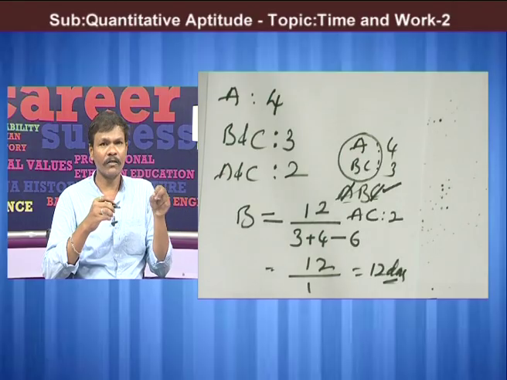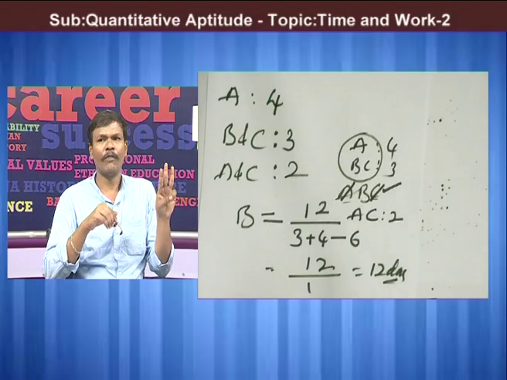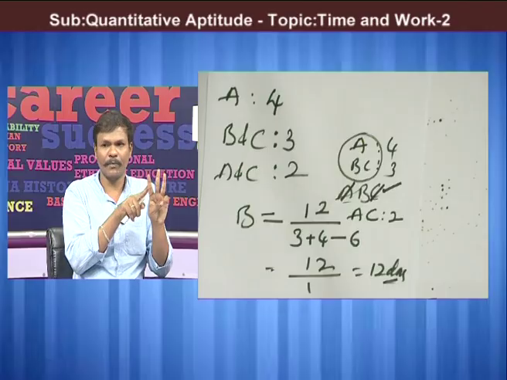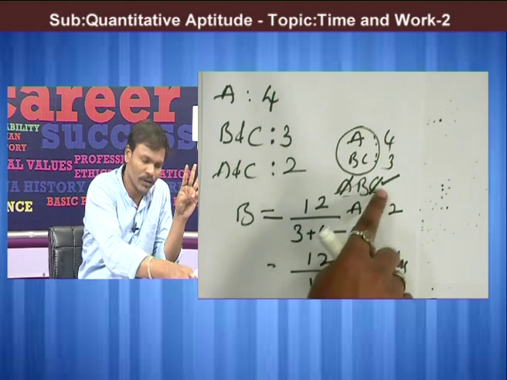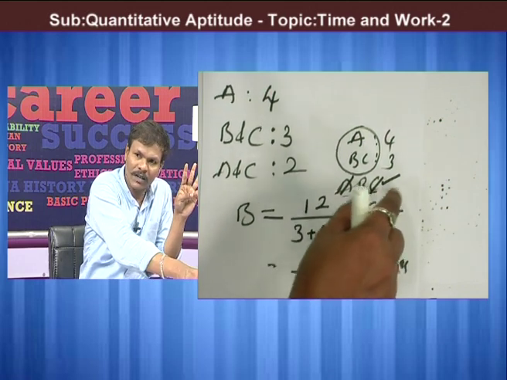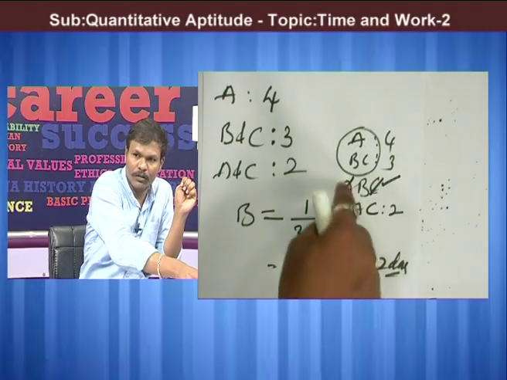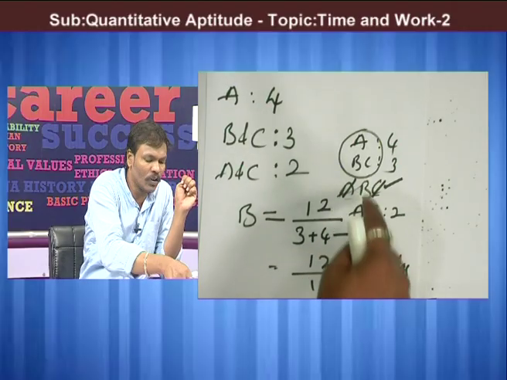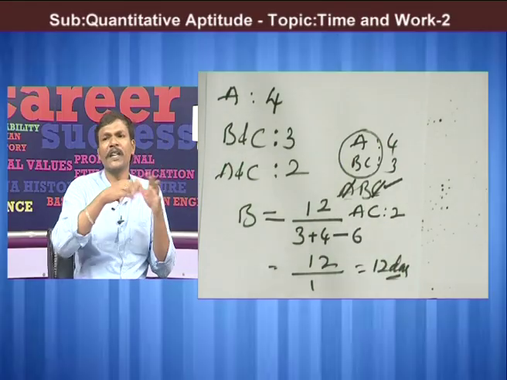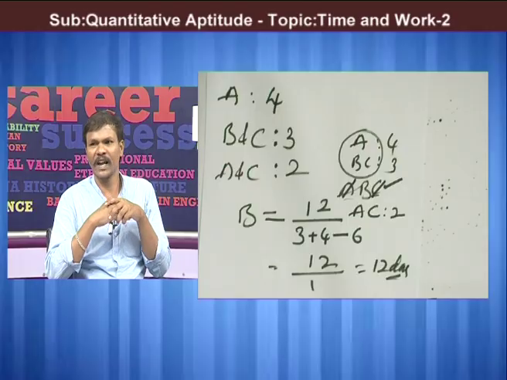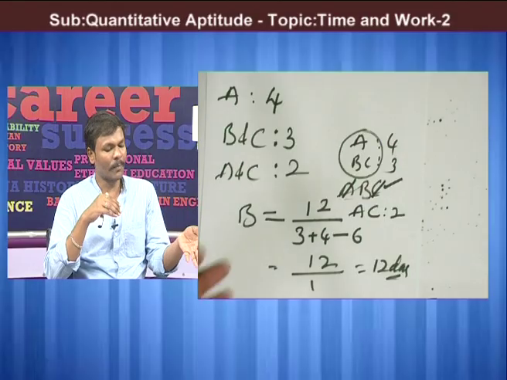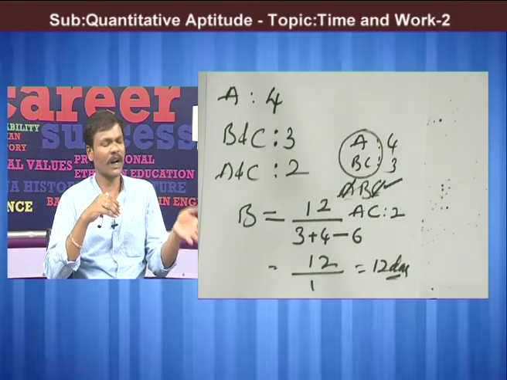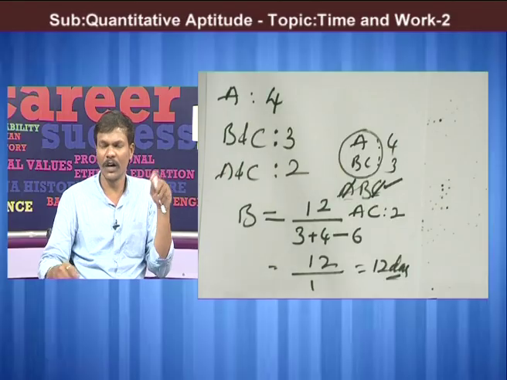So the analysis of the question is: first we have A, in the latter statement we have B and C. If we add them all together, it becomes A, B, C. From that A, B, C, if you subtract the AC, the third value, you get B only. Simple, it becomes 12 days. Very, very easy. The concept is the same: take the LCM of the values, and the plus or minus changes according to the analysis. Okay, simple. Move on to the next question.